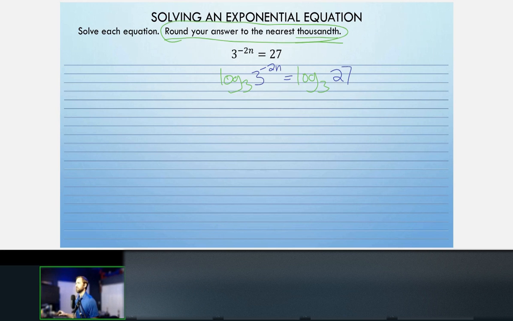Divide by negative 2. Okay, so well, before that, I'm gonna guess that you meant to say do this, and then log base 3 of 3 that goes away, right? Is that what you're?